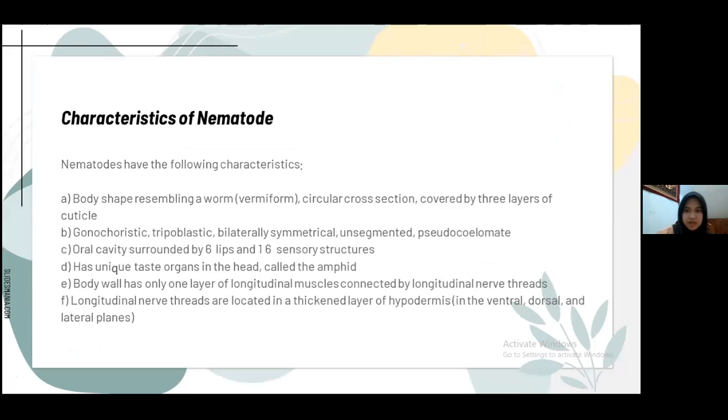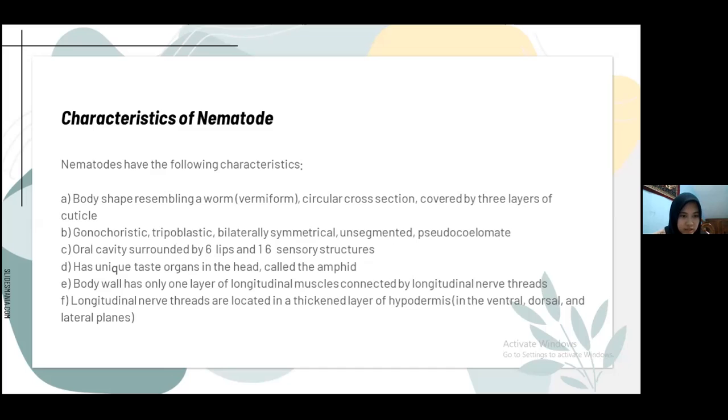Characteristics of nematode. Nematodes have the following characteristics. First, body shape resembling a worm, circular cross-section covered by 3 layers of cuticle. Second, gonochoristic, triploblastic, bilaterally symmetrical, and unsegmented, pseudocoelomate. And third, oral cavity surrounded by six lips and 16 sensory structures.